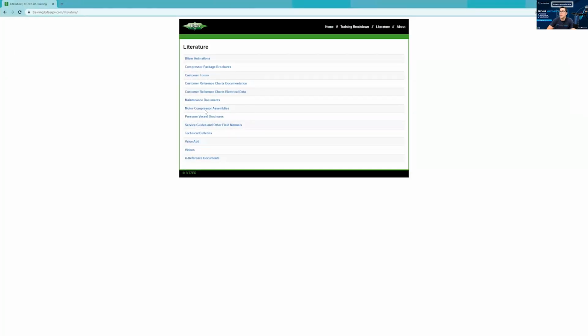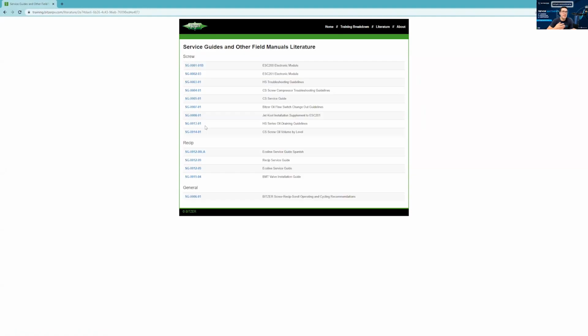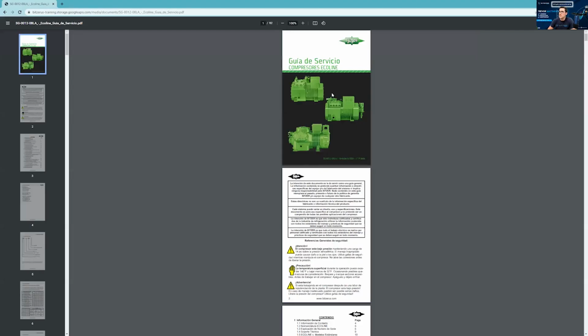So here's the Bitzer one. So for an example, it's training.bitzerpv.com/literature. Just go to Google and write it. And there's lots of different things. But if you get into service guides right here, just like the application engineering bulletins for Copeland, this is the service guide. And then right here, Ecoline service guides or recip service guides. If you're working on these compressors, this is gold.